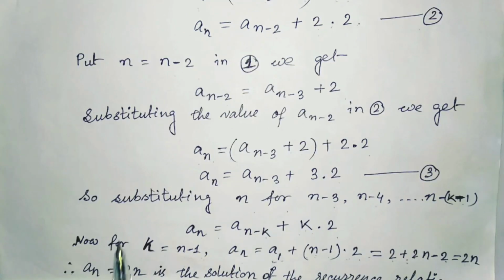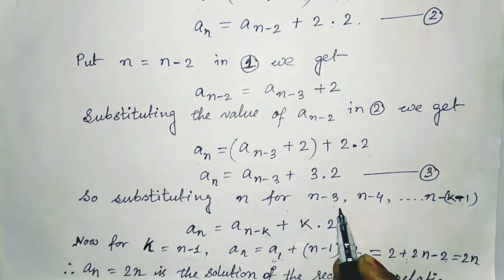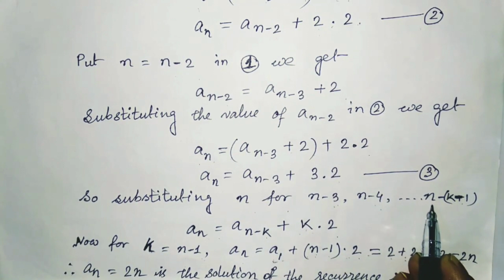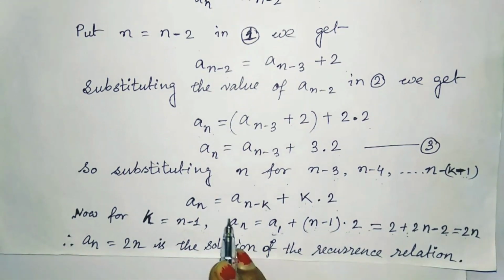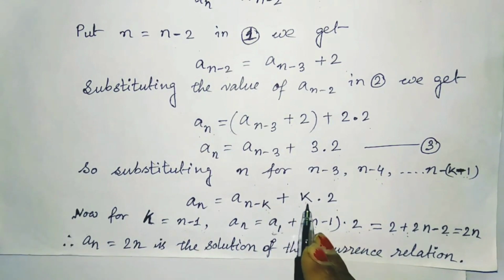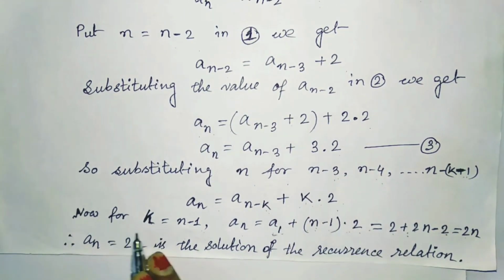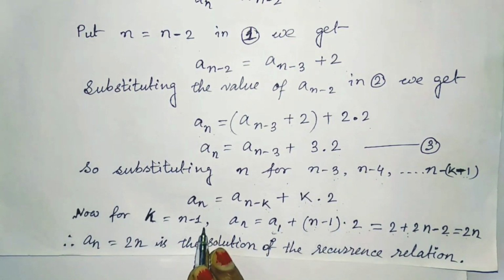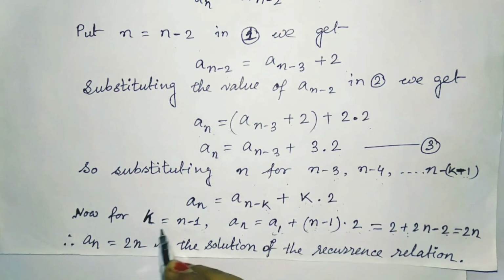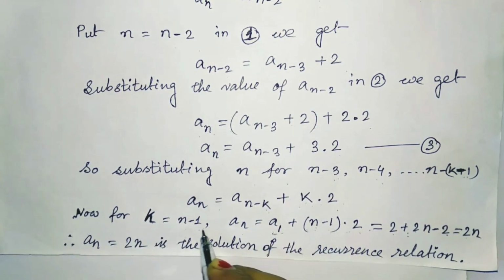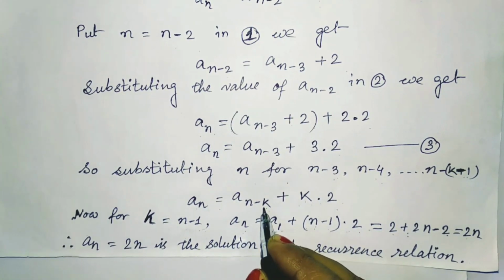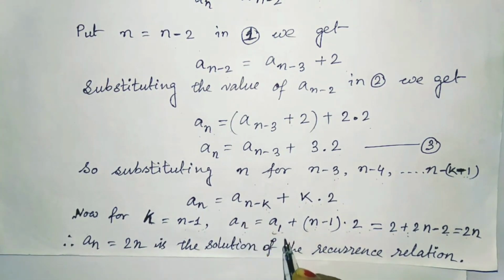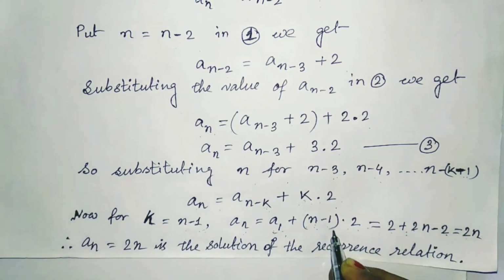So substituting n for n-3, n-4, up to n-k-1, we will find out a_n = a_{n-k} + k×2. Now for k = n-1, that means if we substitute k for n-1, then we will find out a_n = a_1 + (n-1)×2, since n cancels.